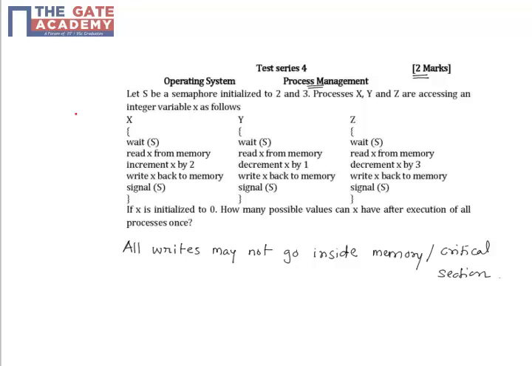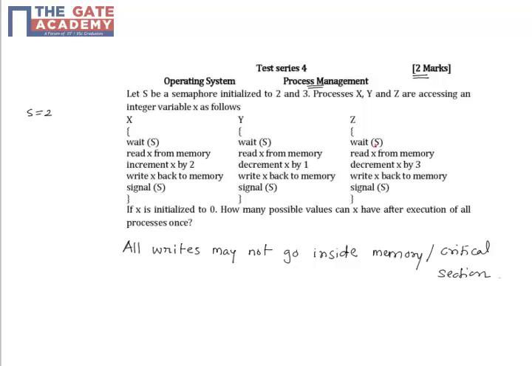So there is this semaphore S which is initialized to 2. That means a maximum of 2 processes can go inside the critical section. And there are a total of 3 processes given to us, X, Y and Z. So let's see these processes.